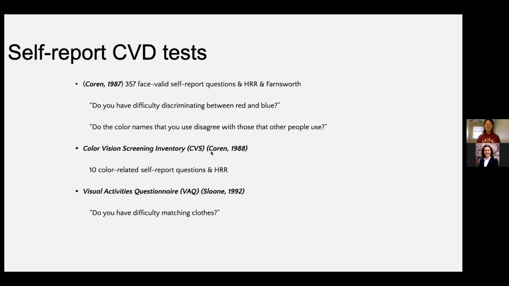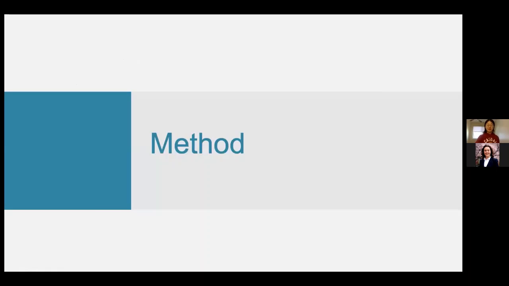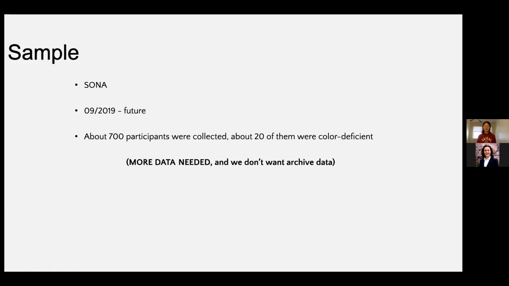And he kind of developed a new one called the Visual Activities Questionnaire, also including some color-related items. For example, do you have difficulty matching clothes? So for our study, we are using Sona to collect data, and we have been collecting data for about 2 years, and we're still going to collect more data in the future. I'm not sure when it's the end, but it just depends on how many color deficient participants we've got.